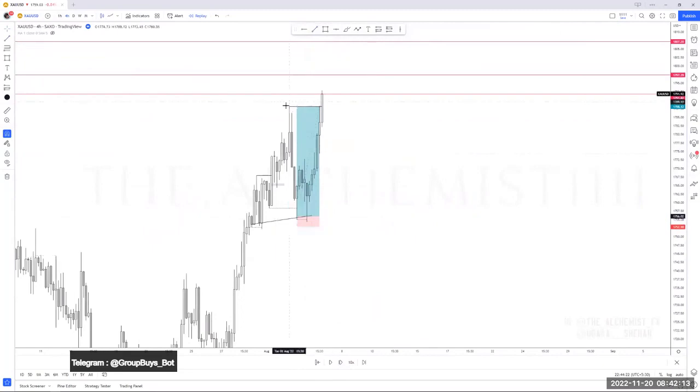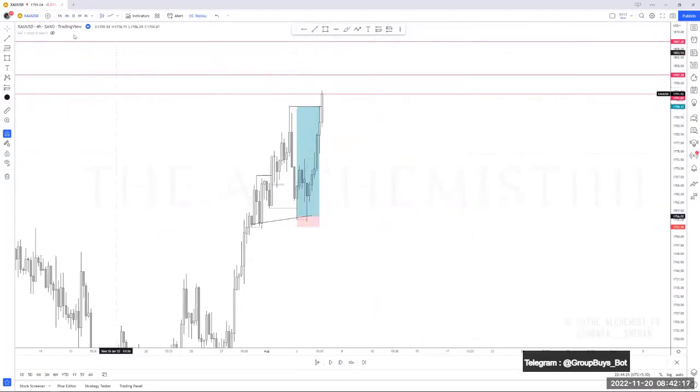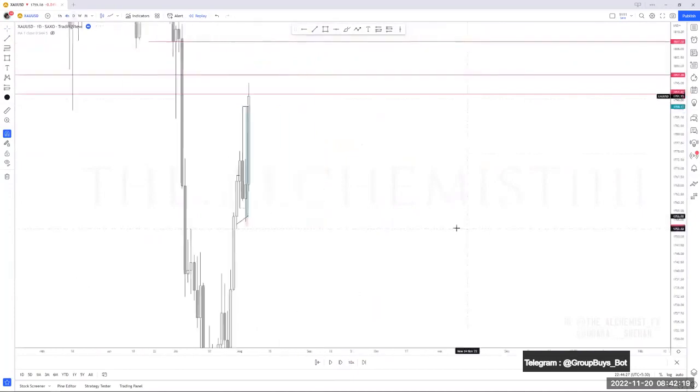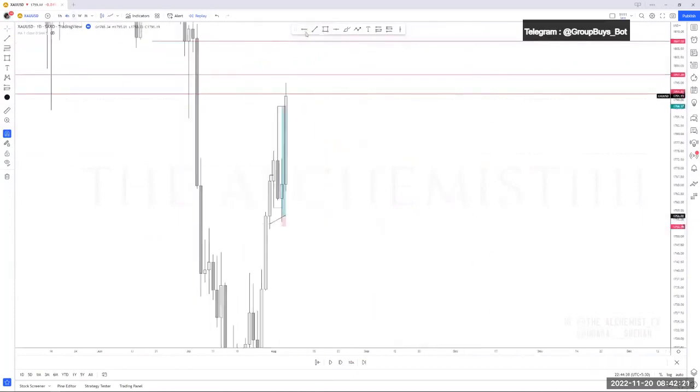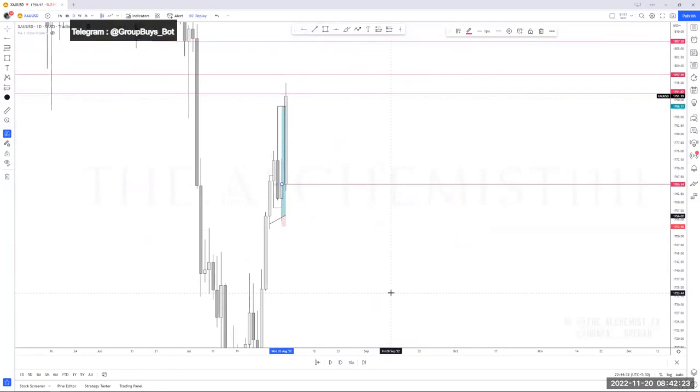Liquidity taken, structure broken. Now, if I go to the daily time frame, let's look for the point of interest. We had 2 zones of interest. What is that? A rejection block.